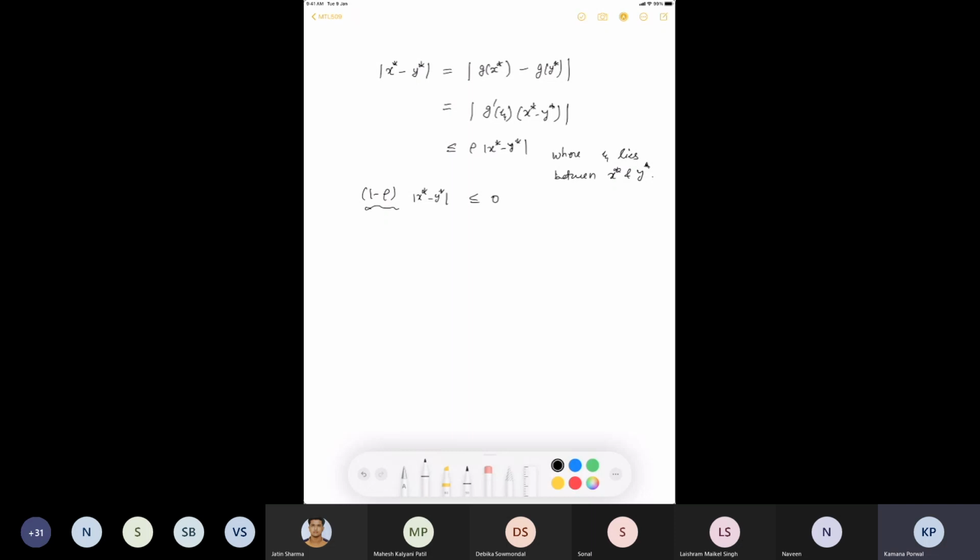Okay, so what I conclude from here: rho is given to be strictly less than 1 and greater than 0, so 1 minus rho is going to be a positive quantity. So what we have is that mod of x star minus y star is less than or equal to 0, but mod of x star minus y star itself is a positive quantity. So the only choice we are left with is that mod of x star minus y star has to be 0, which implies that x star is equal to y star. Which means that we have a unique fixed point of G.